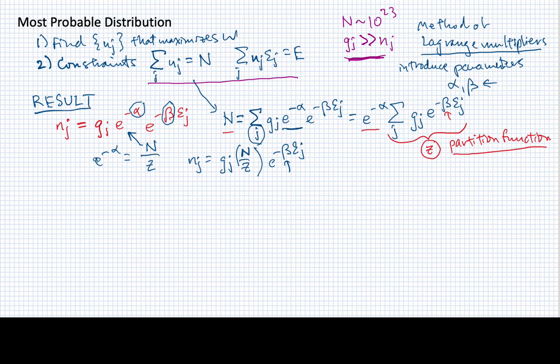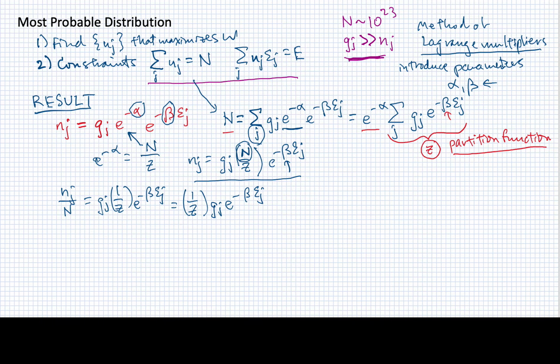But let me point out something. What if I divide both sides of this equation by the number of particles, number of molecules? So on the left-hand side, I'll have nj divided by the number of molecules is equal to gj times 1 over z times e to the minus beta Ej. Let me clean that up a little bit. Let's make it 1 over z in front times gj e to the minus beta Ej.